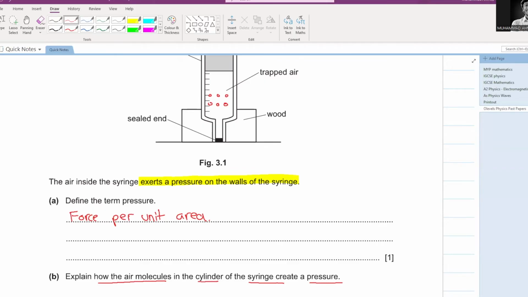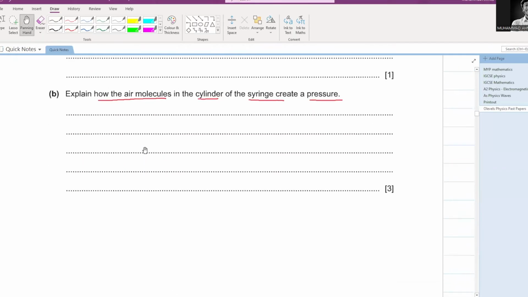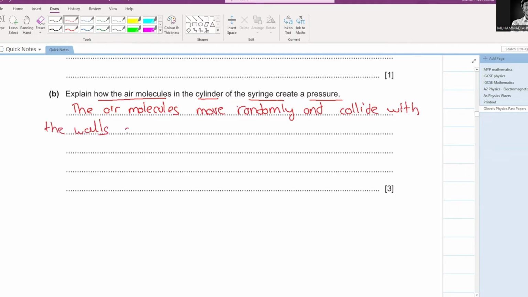So you can write it here. You can say the air molecules move randomly, or move in a random manner, and collide with the walls of the container, or with the walls of the piston.